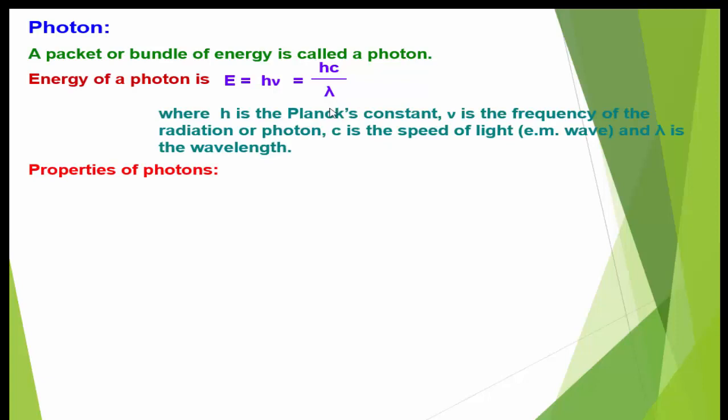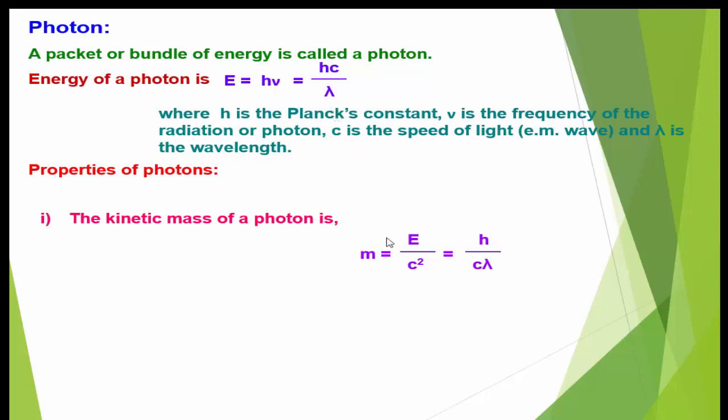It has certain properties, but the two important properties are these. The kinetic mass of a photon: energy is E = mc², so the kinetic mass of a photon is m = E/c² = h/(cλ). And another important property is the momentum of a photon, p = E/c, which is also equal to h/λ.